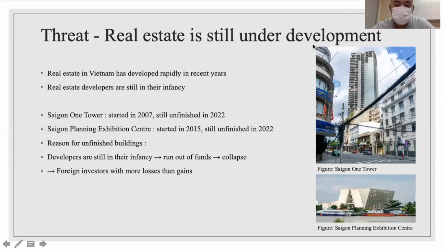When the construction project cannot be completed, neither Vietnam's policy nor the developers can protect the interests of investors. It can be seen that the size of developers poses a great threat to investors.